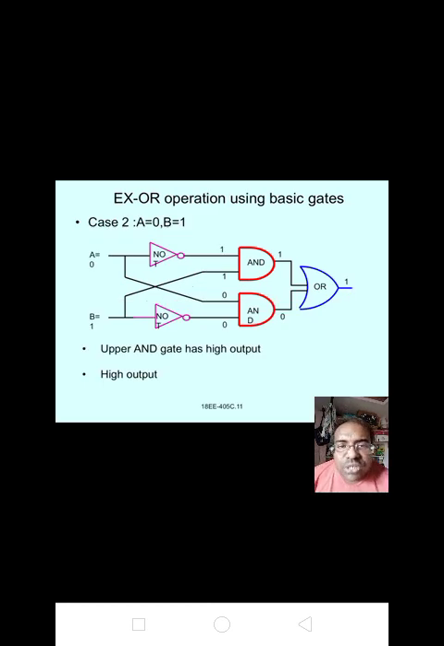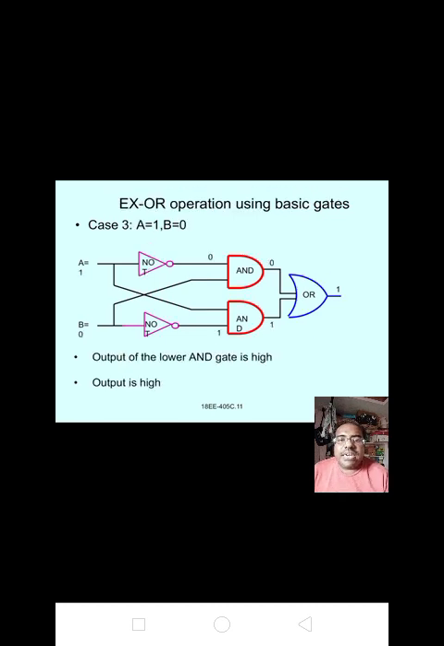Case 2, A equal to 0 and B equal to 1. Here I have given the diagram also. For A equal to 0 and B equal to 1, we get the inputs 1 1 for the first AND gate and 0 0 for the second AND gate. The output for 1 1 for the first AND gate is 1. For 0 0 for the second AND gate it is 0. We get the outputs for the AND gates as first 1 and second 0. These two outputs are given to the OR gate. We get the output that 1 plus 0 equal to 1. The upper AND gate has high output, and high output is coming out from the OR gate.